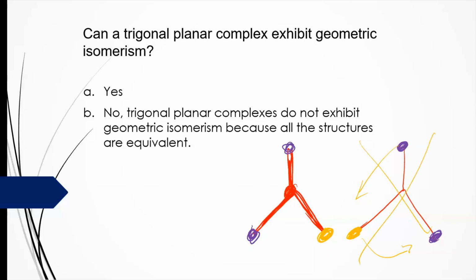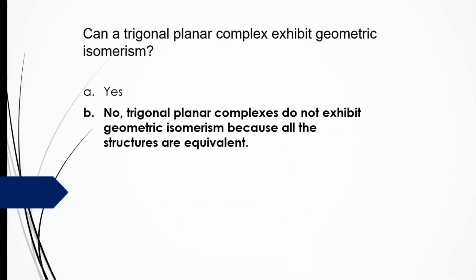If we do it in the next position, you can see that if we rotate this down, we would get the same one as before as well. So this is also not an isomer. Trigonal planar complexes can't exist as geometric isomers because all the structures are equivalent. No matter what we do, there's no cis and trans because they would look the same. So that's our geometric isomer side.